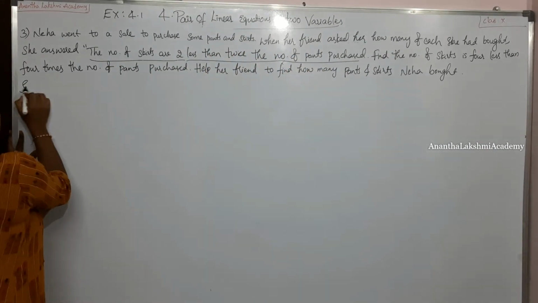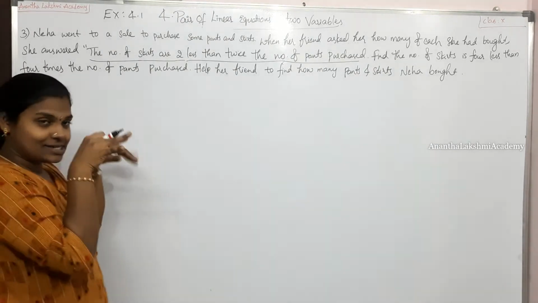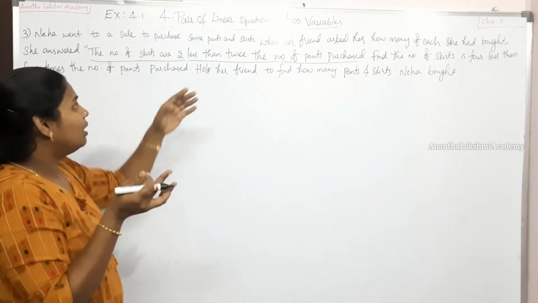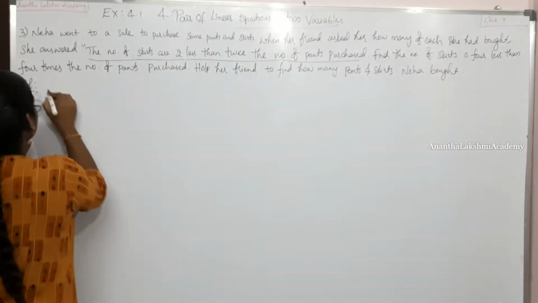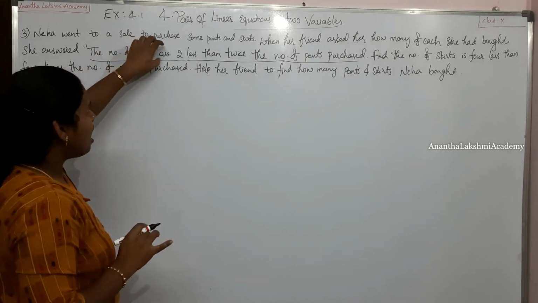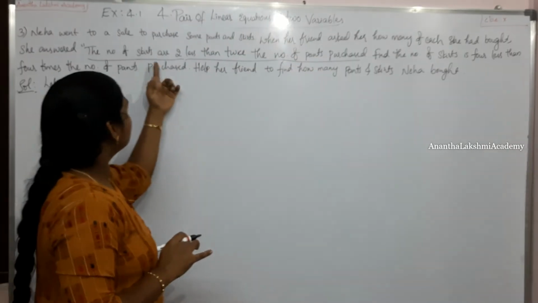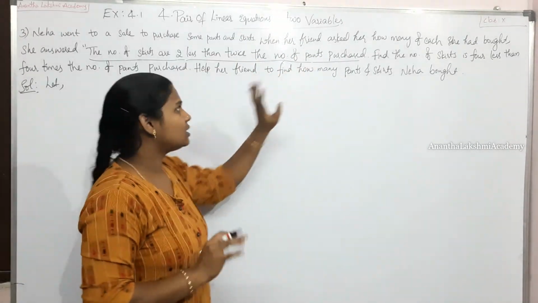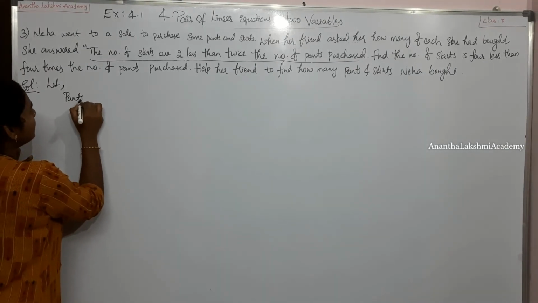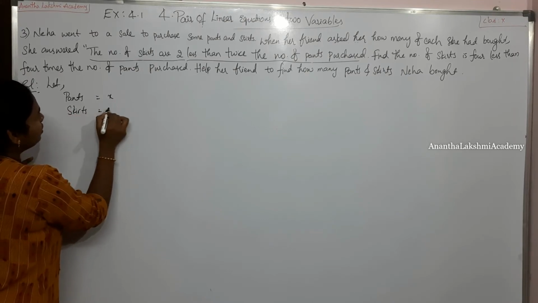Without any delay, let's try writing it. How to write an equation by reading the statement? Look here, try to understand. The number of skirts is 2 less than twice the number of pants purchased. So this is dependent upon this. So let me consider, let pants be x and skirts be y.